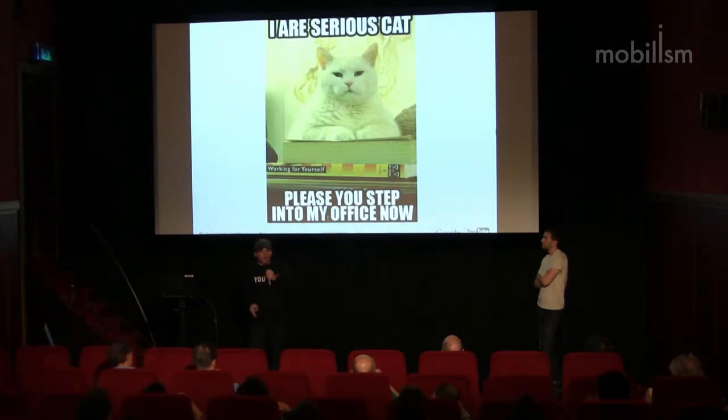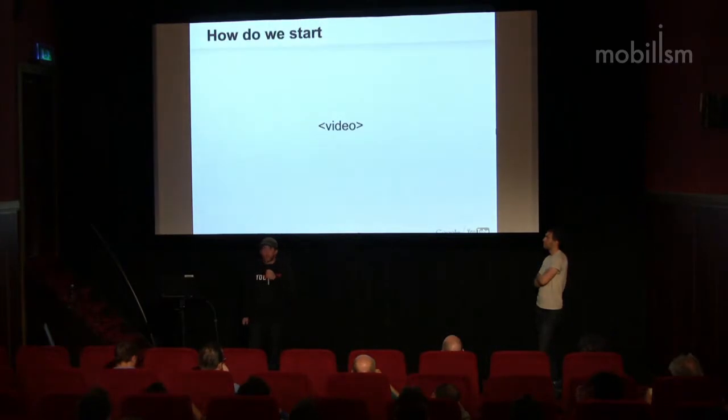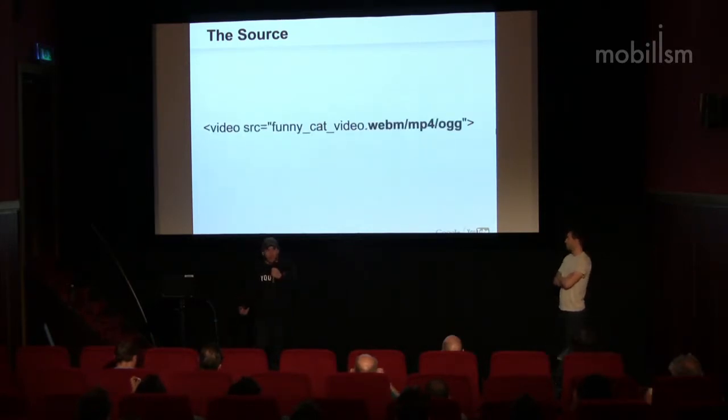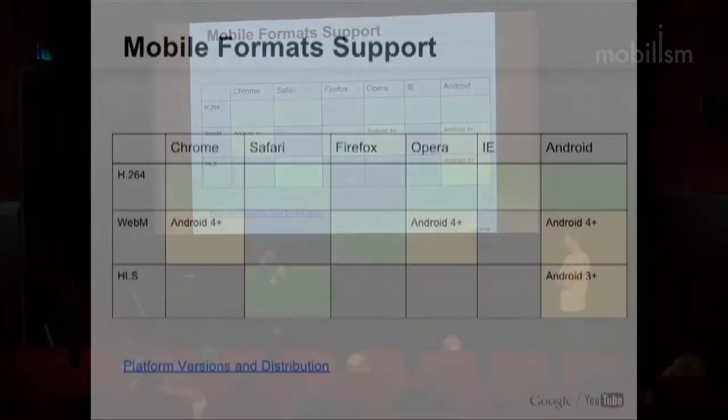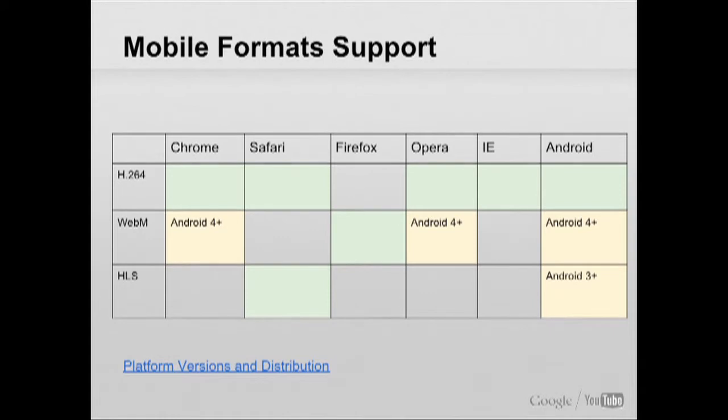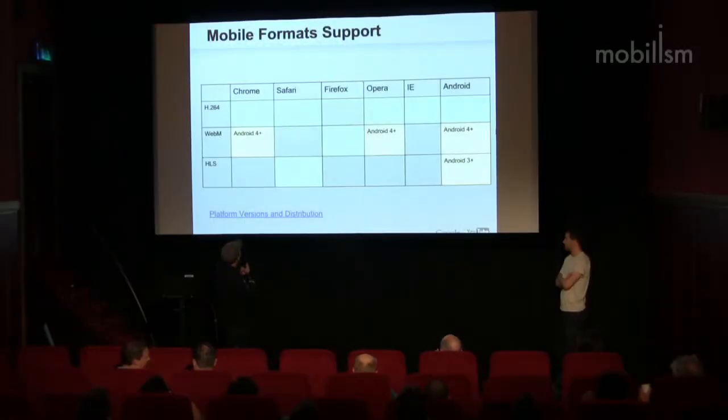So it's time to get serious. Let's actually talk about doing video. So where do we start? Well, just a simple video tag. And so the first thing we want to do is add a source. And that seems simple enough, right? Well, we actually need to worry about what format it is. So do we use WebM, H.264, OGG? There's a couple other things that we can use. And this is just a graph of the breakdown of the formats that we worry about at YouTube: WebM, H.264, and HLS.